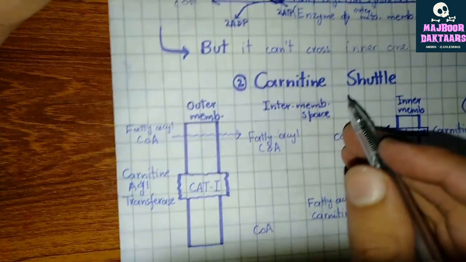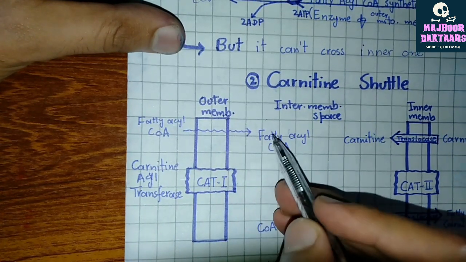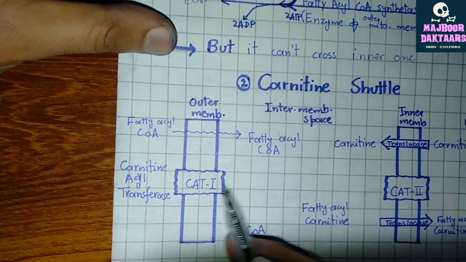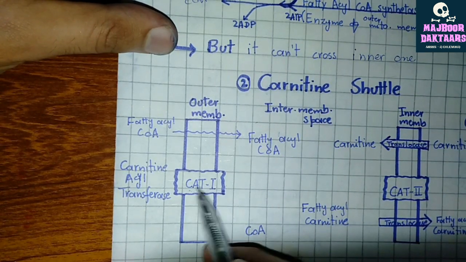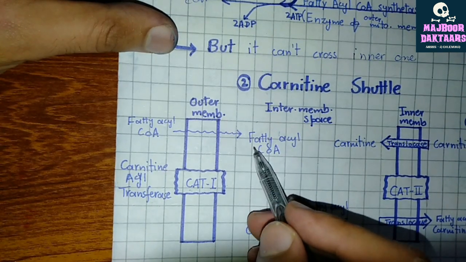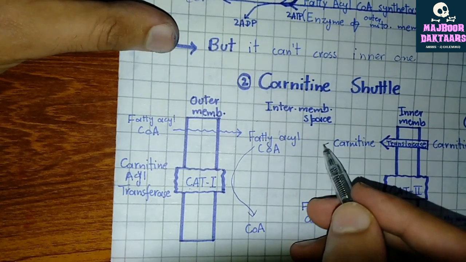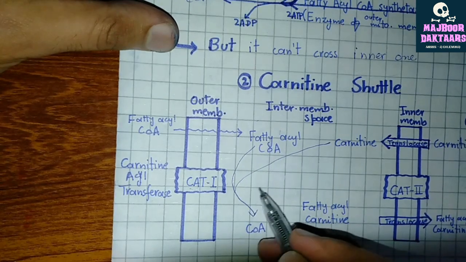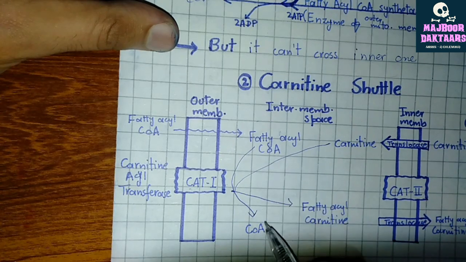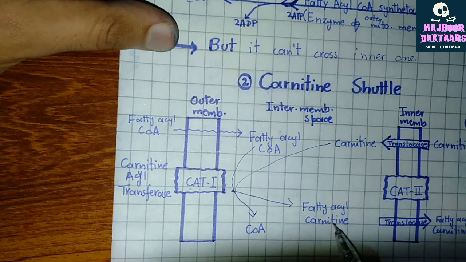In the carnitine shuttle, the fatty acyl CoA crosses the outer membrane of the mitochondria and comes into the intermembrane space. Here, an enzyme called CAT1, whose full form is carnitine acyl transferase 1, acts upon it, separates the CoA group from it and adds carnitine in its place, converting it into fatty acyl carnitine.